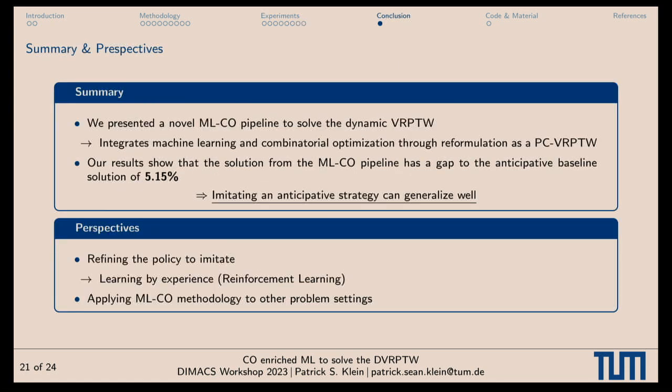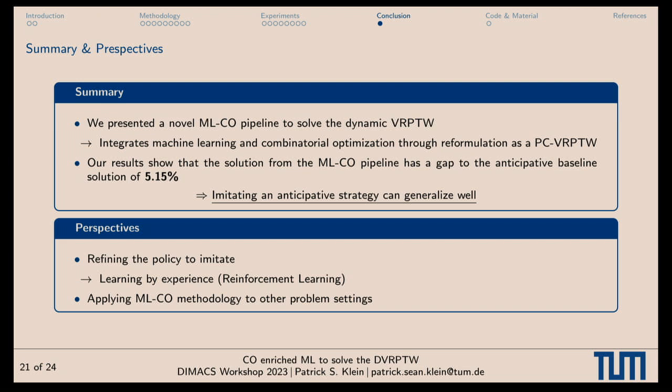Now, to conclude the talk, we've basically presented a novel CO pipeline to solve this dynamic vehicle routing problem with time windows, which integrates machine learning and combinatorial optimization by reformulating this sequential decision-making process as an integrated PC-VRP-TW.